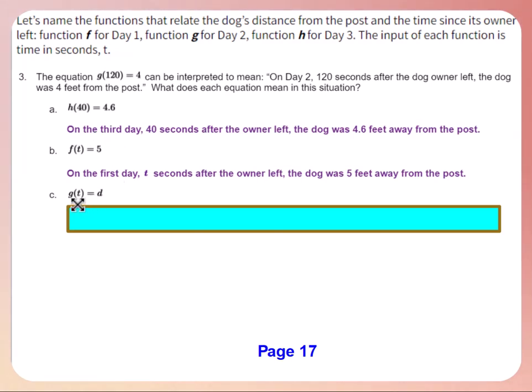Now we're going to go to G of T. That's day 2. So we read this as on day 2, T seconds after the owner left, the dog was D feet away. D is going to be the amount. The input is always going to be time.